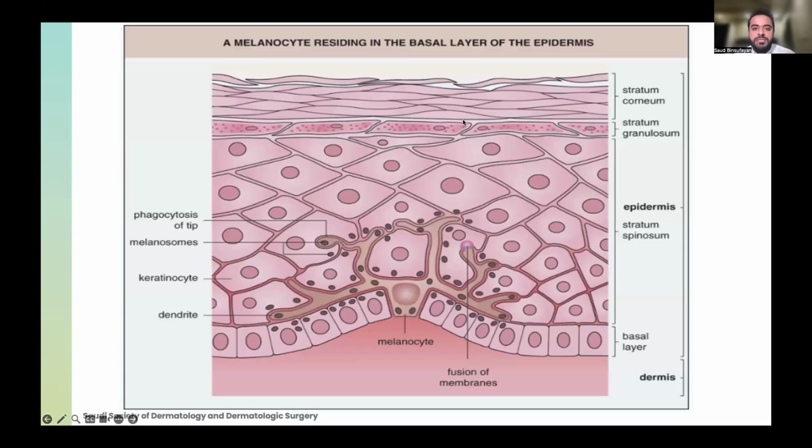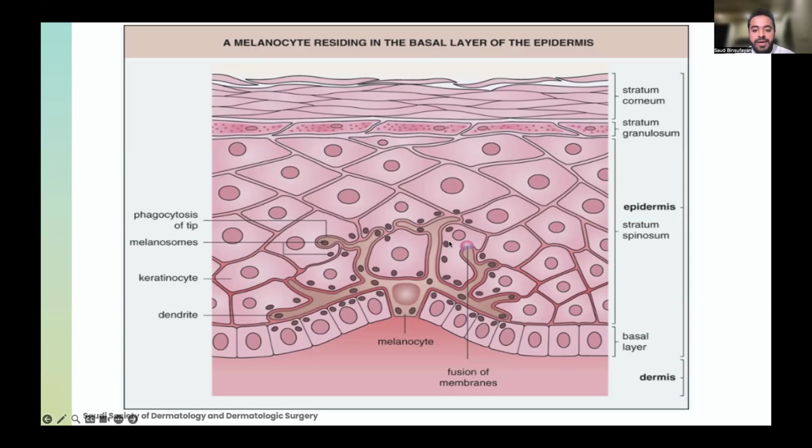First of all, let's talk about the skin structure. We have the stratum corneum, the outermost layer, then the stratum granulosum, spinosum, and the stratum basale, or the basal layer. Melanocytes are in the basal layer. They have finger-like projections that transport melanosomes. Melanosomes are basically vesicles that contain melanin. The keratinocytes phagocytose these melanosomes, and this is how skin color happens.